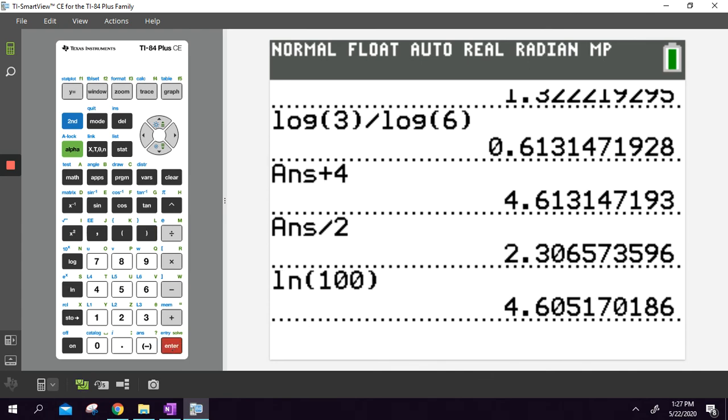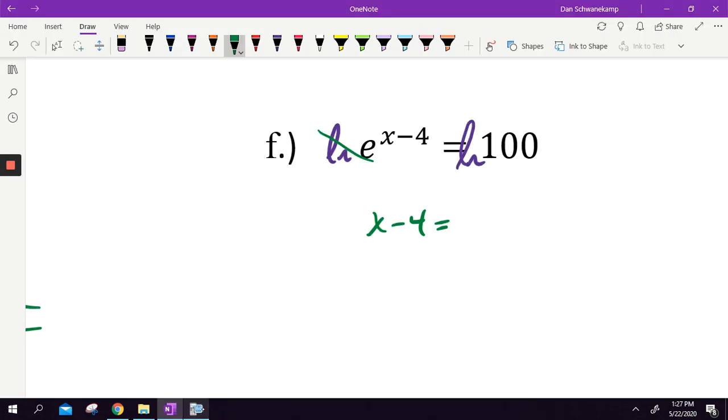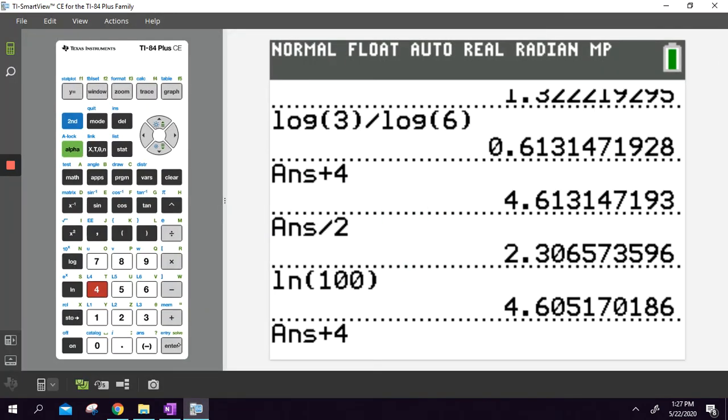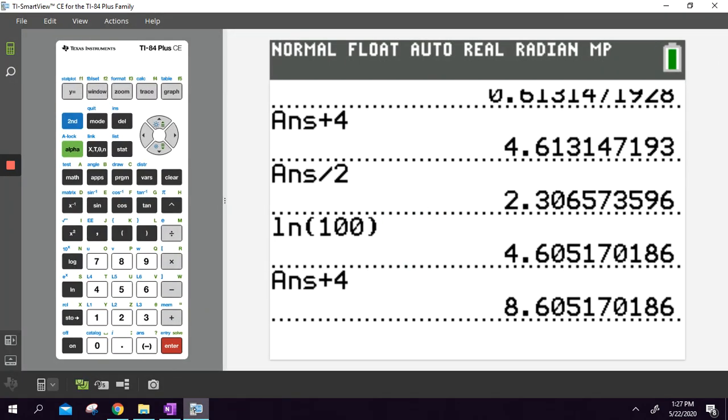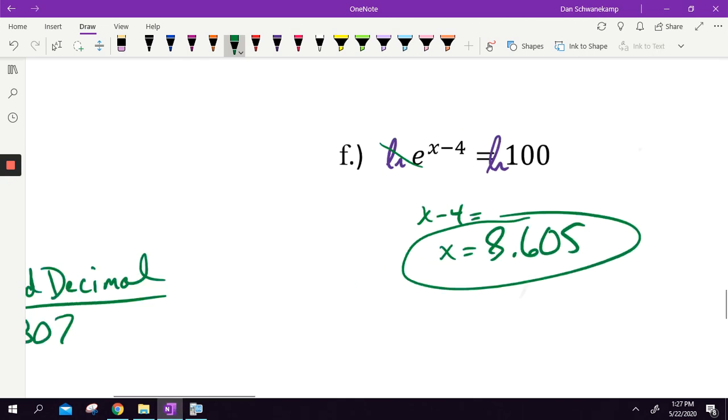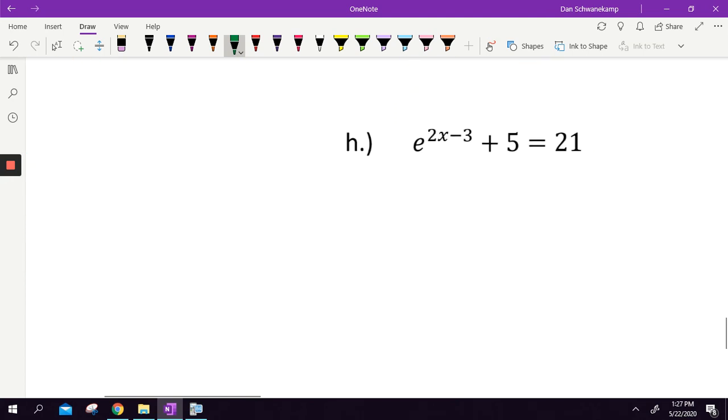So I get 4.605, but that's not what I want because I've got this minus 4. So I'm going to add 4 to that answer. So I'm going to take that plus 4. My real answer, 8.605. Boom. There's my answer on F. Last one, letter H.